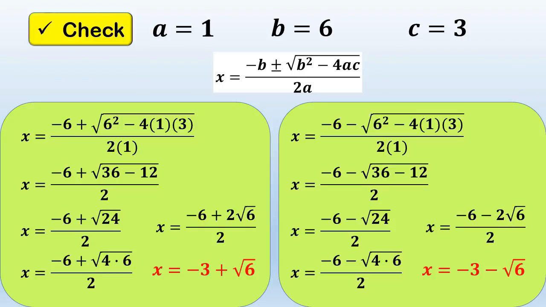So now, as you can see, the roots of the quadratic equation x squared minus 6x plus 3 equals 0 are negative 3 plus square root of 6 and negative 3 minus square root of 6. So, therefore, the values are not equal. They are not the same. And this is an example of irrational numbers.